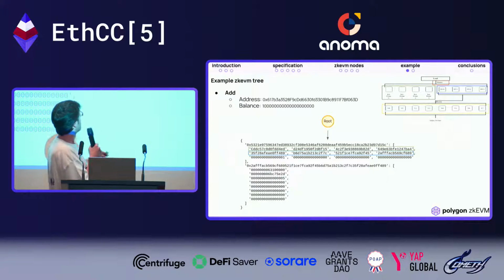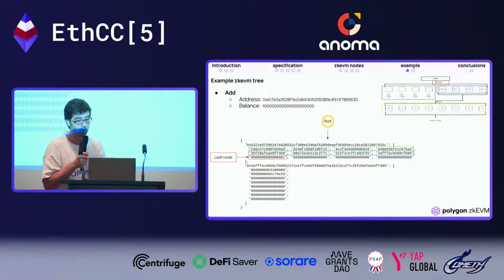Okay, so here we start from an empty tree, and then we insert one key value. The value is this one, the address is this one, we compute the key, and then we insert it into the state tree. So we will only have one node, and this node will be a final node, because we only have one.